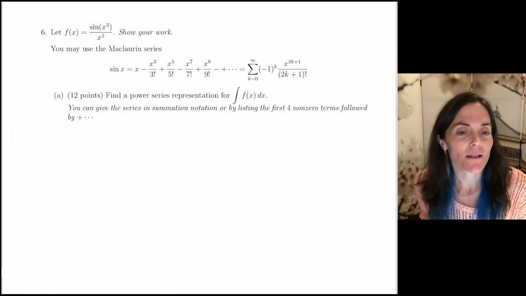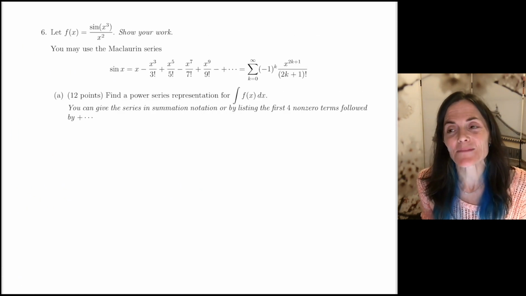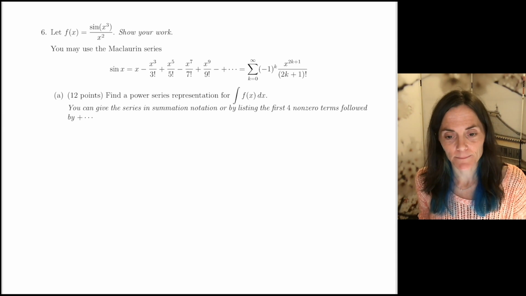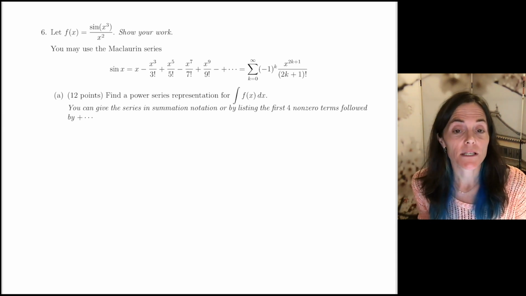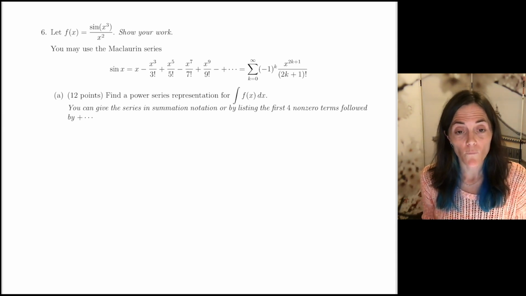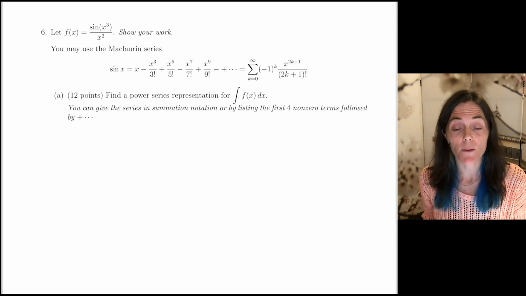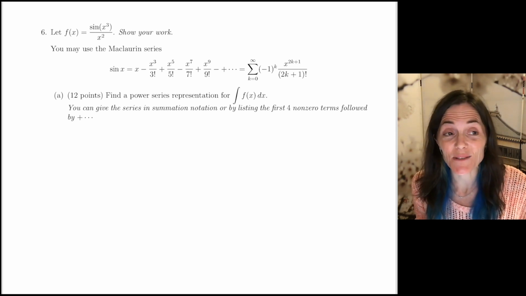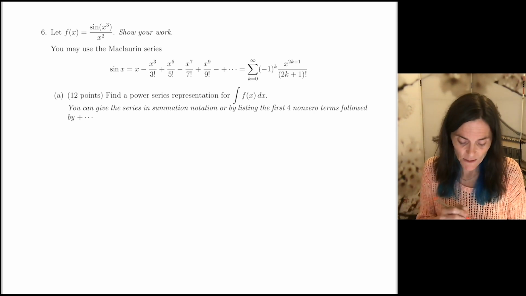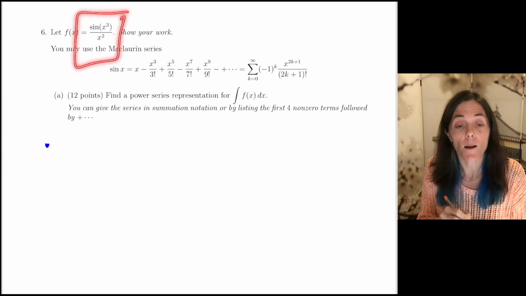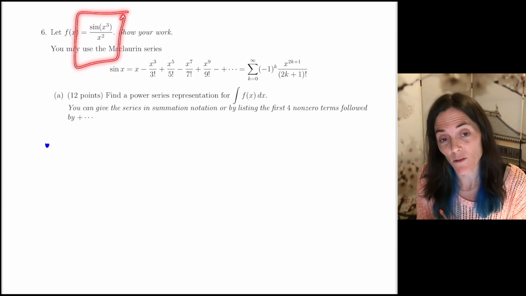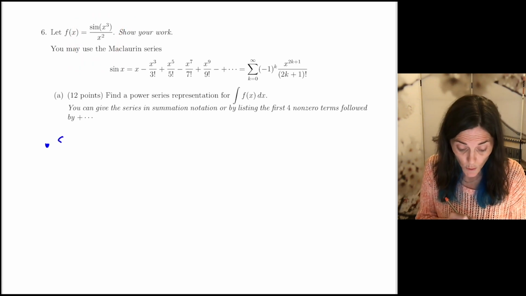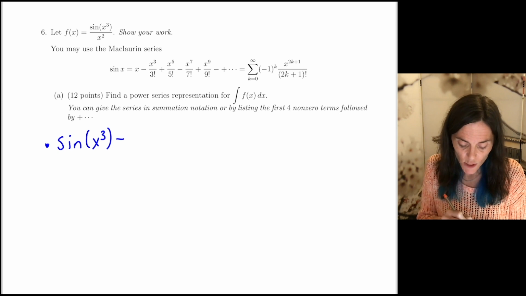Now we move into the very last problem on the test. This one is manipulating power series. We are given a Maclaurin series for the sine, and in the first part, we want to find a power series representation for an antiderivative for this function, but we have a few steps to do to get there. The first thing we need to do, you see this is composition followed by a multiply through by a power, and you definitely want to compose first. Okay, so the sine of x cubed.